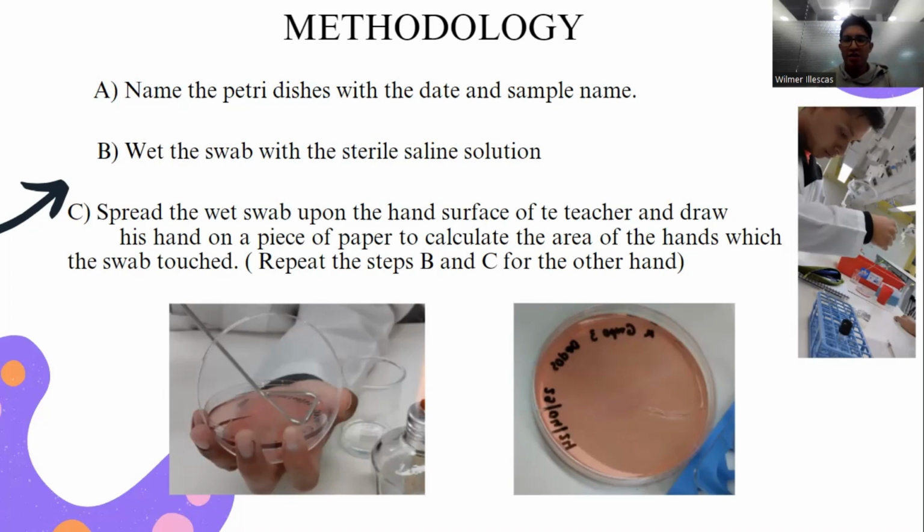After we spread out the swab, we have to put it in a test tube. Important: instantly after this process we have to ask our teacher to put his hand on the table so that we can draw it. It's going to be important to calculate the area later. I will explain that later.